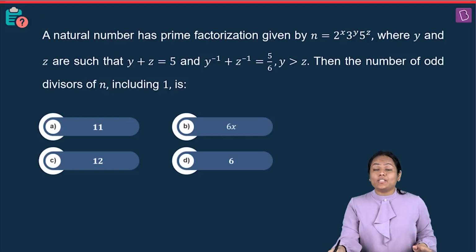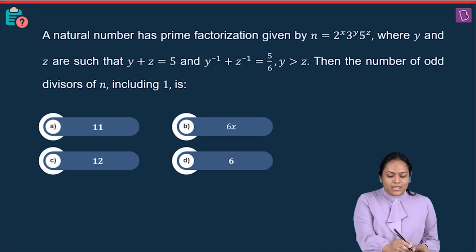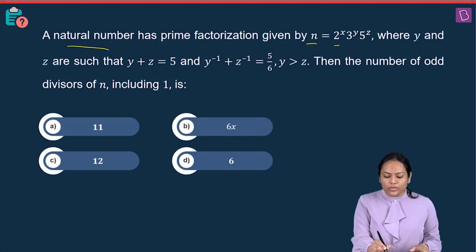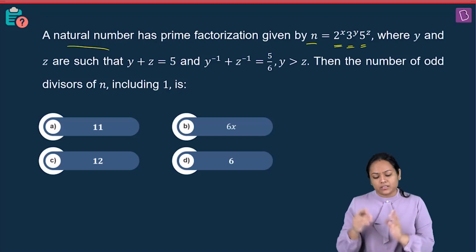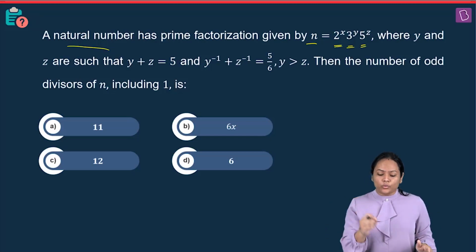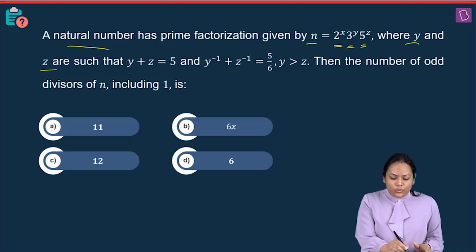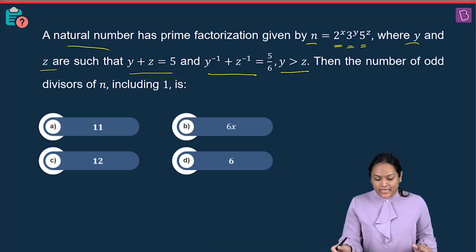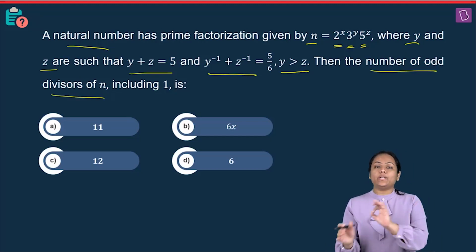Well, this question is from permutation and combination. Let's see what the question is saying. A natural number n is given whose prime factors are 2 raised to x, 3 raised to y, 5 raised to z. So 2, 3, 5 are the prime factors and some powers are given to 2, 3 and 5. y and z are defined such that y plus z is 5 and the reciprocal sum is 5 by 6, where y is greater than z. Then what is the number of odd divisors of n including 1?